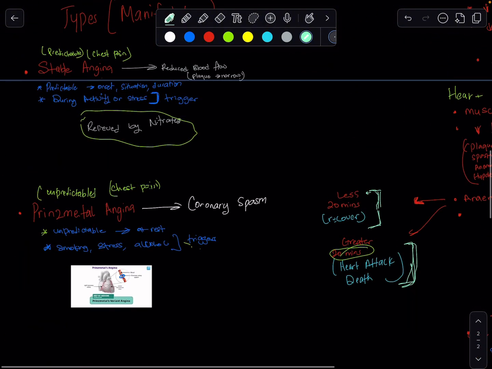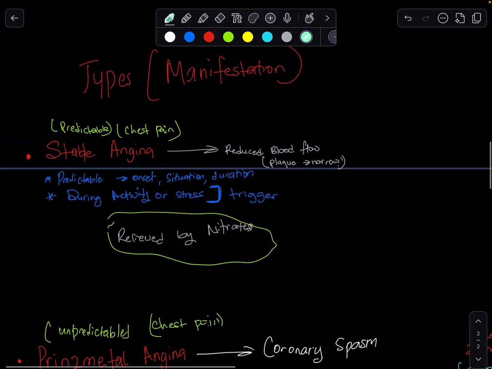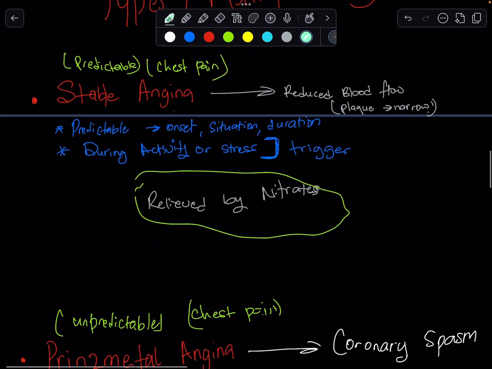And then we went over the types, or how we see myocardial ischemia manifesting. We said stable angina. We know angina is chest pain, and we know how chest pain occurs. Chest pain occurs because of reduced blood flow. We know that reduced blood flow means reduced oxygen, and reduced oxygen means lactic acid buildup, and lactic acid means pain. We know that stable angina means that it's predictable, so we know when it's going to happen, where it's going to happen, how long it's going to last, and we know it happens during activity or stress, and it's relieved by nitrates.